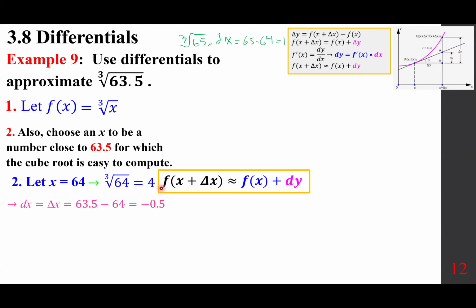Anyways, with that being the case, we are going to go with f of x plus delta x equals f of x plus dy. We have f of x, but we don't have dy. We're going to ignore dy and find f prime of x. To do so, we're going to write this as x to the power of 1/3.